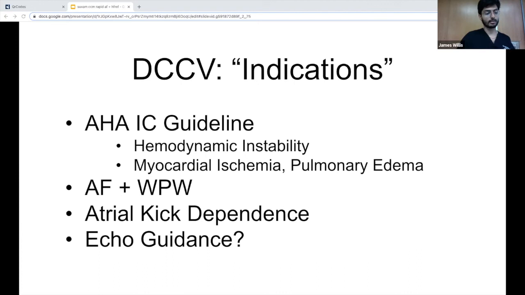AFib with WPW is way more straightforward, really. You just shock them until something happens that's good for the patient, where they revert back to a sinus rhythm, or they just have a stable rhythm.